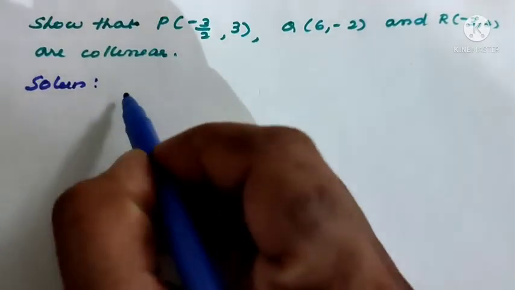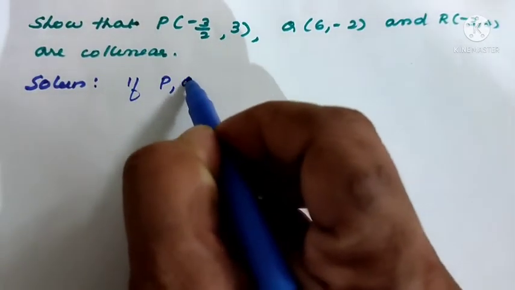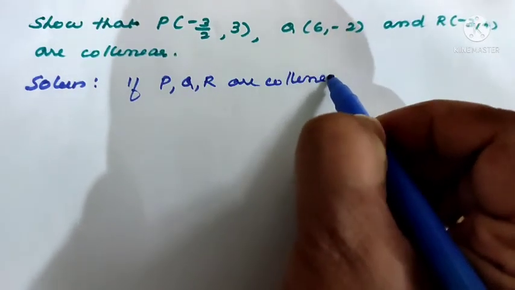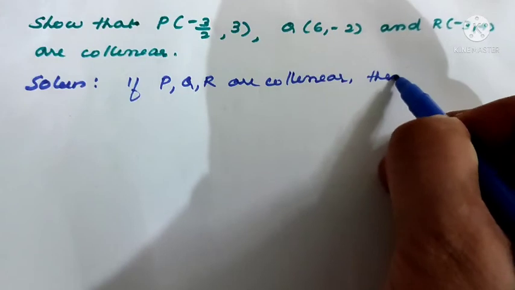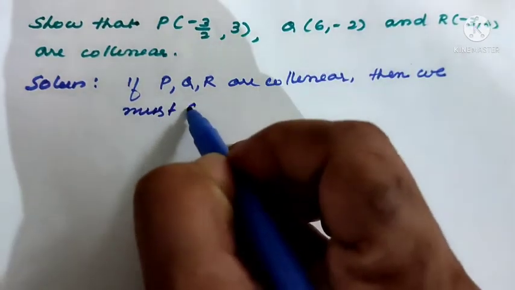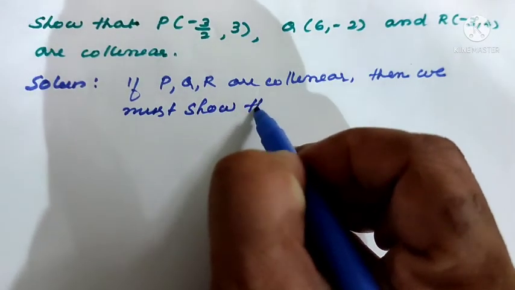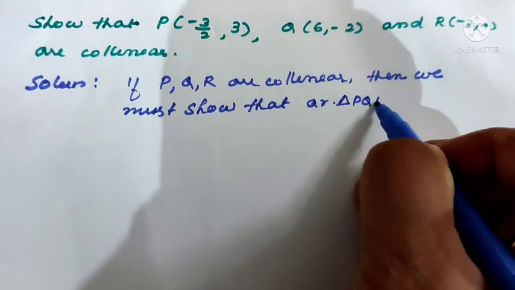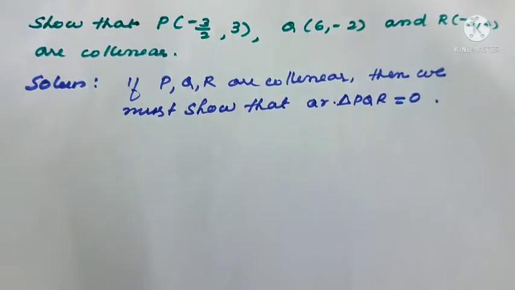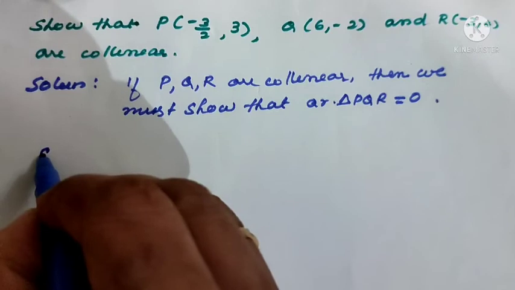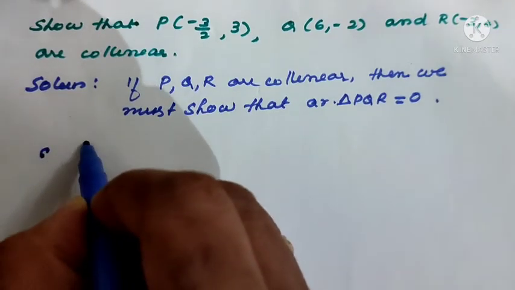What we should show: if P, Q, R are collinear points, then we must show that the area of the triangle PQR equals 0, right? So let us find the area of the triangle using these coordinates. First I will write the coordinates only.